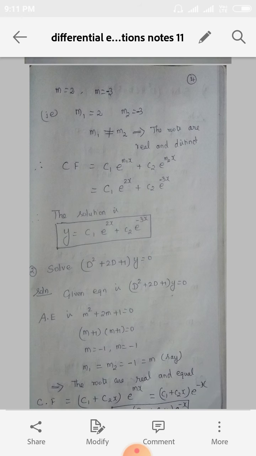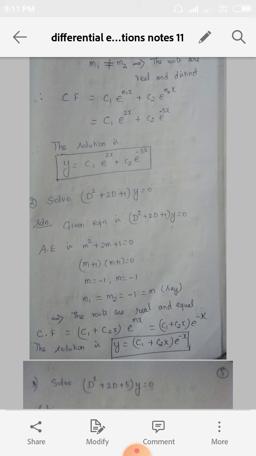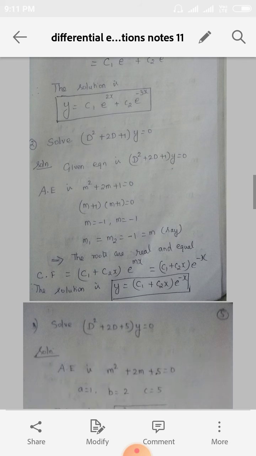So in this case, what is the complementary function? C1 e power m1x plus C2 e power m2x. Therefore, C1 e power 2x plus C2 e power minus 3x. Therefore, the solution is y is equal to C1 e power 2x plus C2 e power minus 3x. Right. See the next sum.